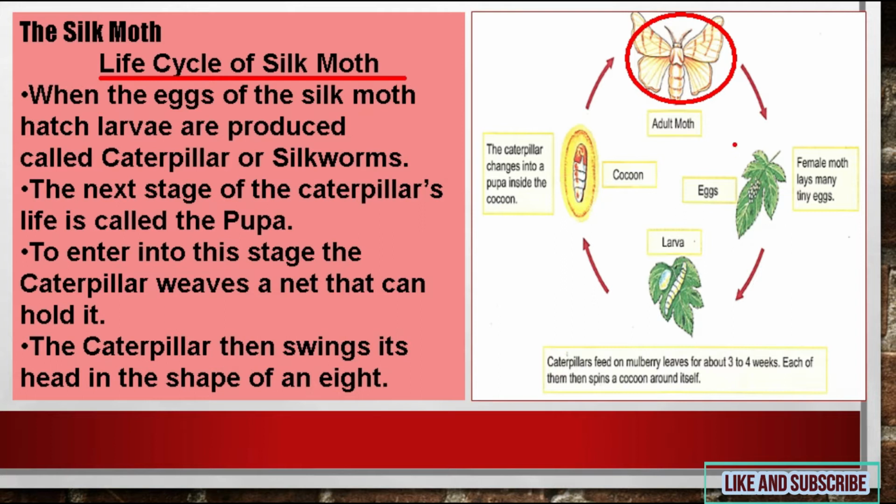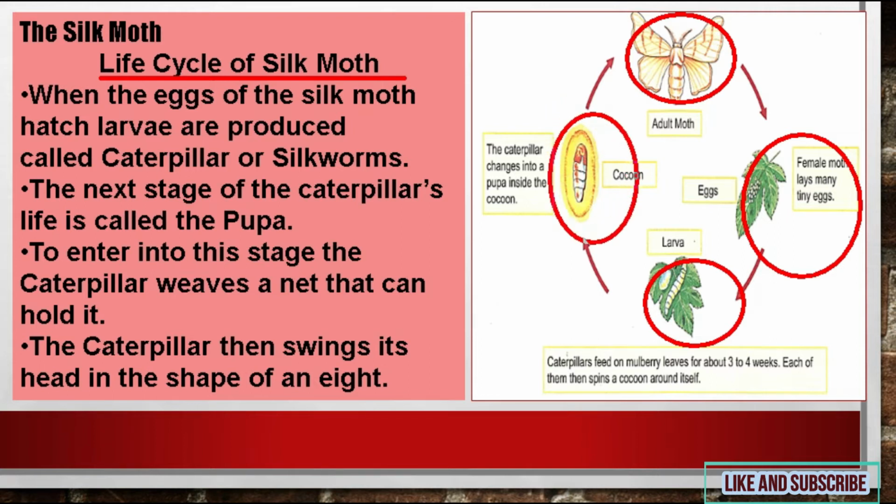As you can see here, this adult silk moth lays hundreds of eggs at a time, and when these eggs hatch, they produce larvae called caterpillar or silkworm. Now students, the next stage of the caterpillar's life is called the pupa stage. And students, at this stage the caterpillar weaves a net that can hold it, and then the caterpillar swings its head in the shape of an 8 in order to form a net around itself.